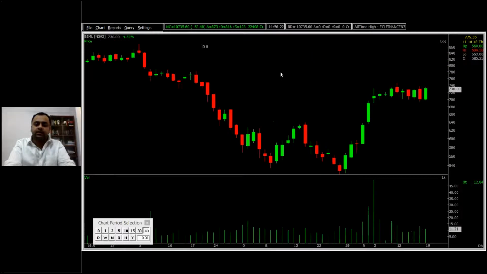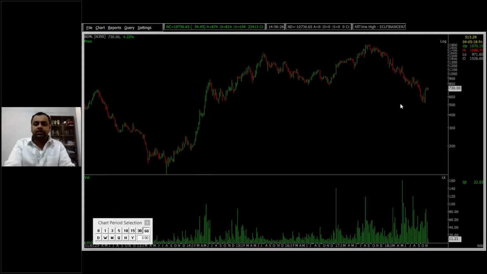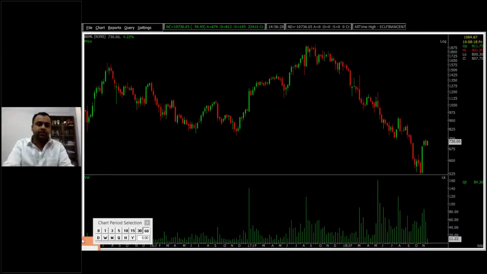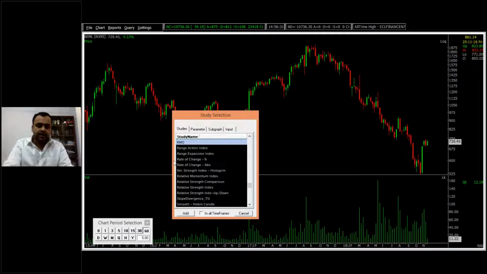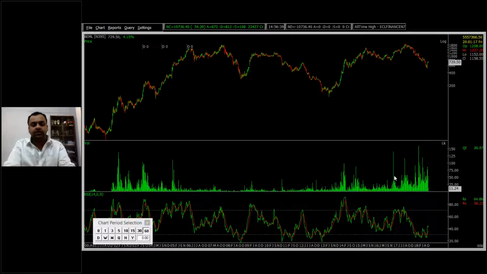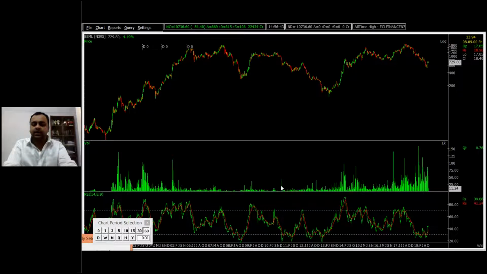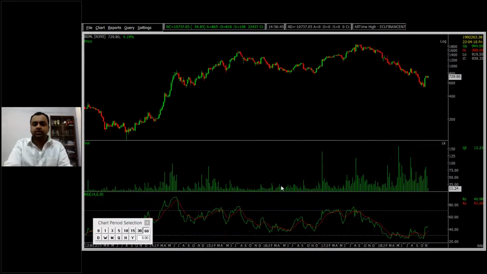Now taking the chart of BEML, let's look at the weekly chart. The weekly chart saw an extreme downtrend in the recent past. A lot of messages came to me while the markets were falling, saying they went long on BEML. Nothing wrong with it. Investment is different, trading is different. If you invest, please use the balance sheet. If you trade, don't use the balance sheet, use charts.